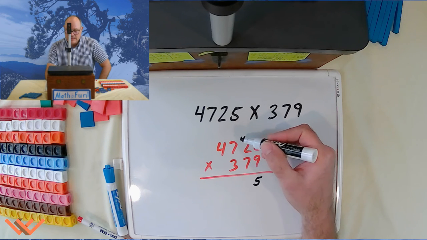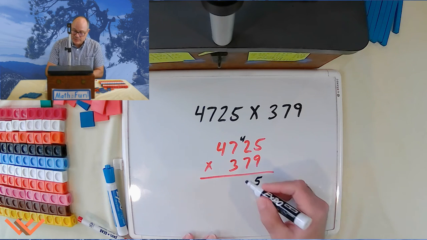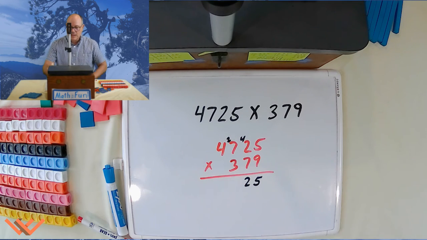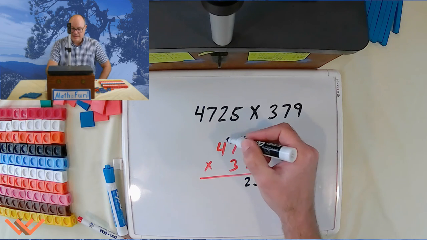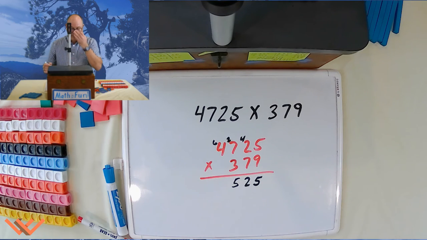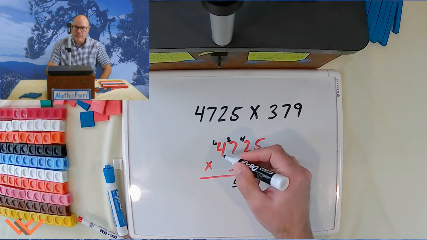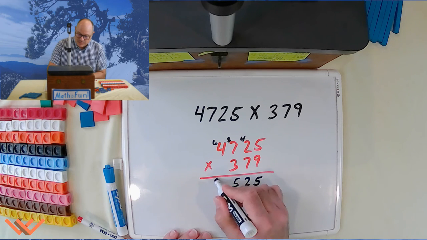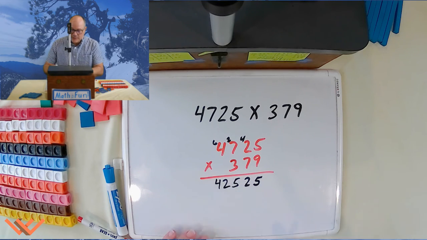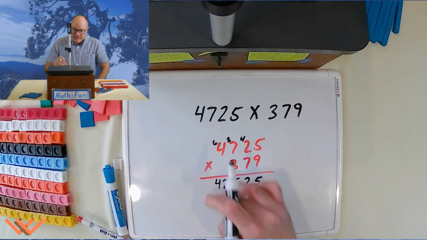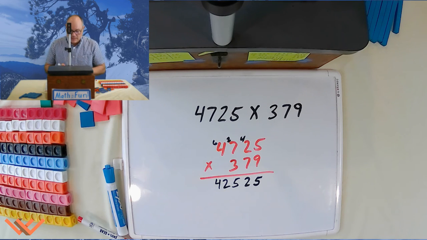So 18, 19, 20, 21, 22. So that's 22, but it's actually 220. So I put the 2 over here. 9 times 7, 63, 65. Have that 6 over here. And then 9 times 4 is 36, plus 6 is going to be 42. Notice how I'm having all my ones, tens, hundreds, thousands, and ten thousands in their own column.